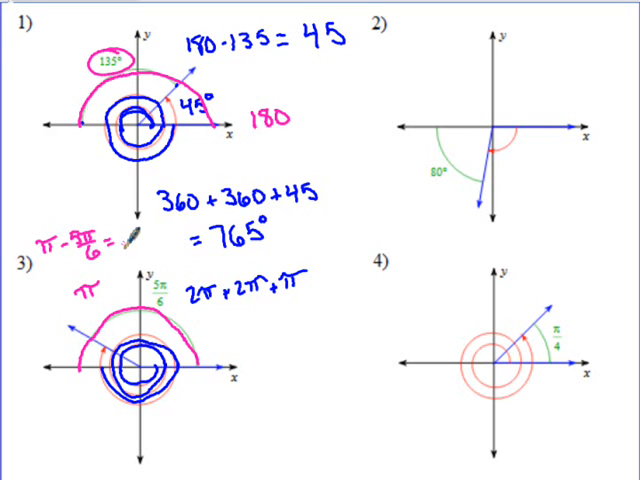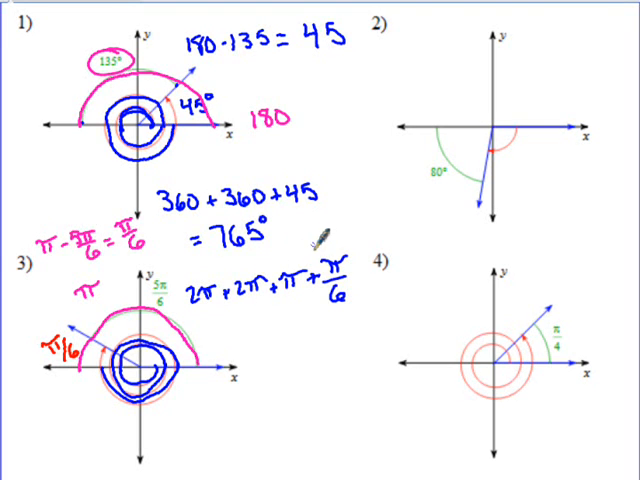Alright, so pi minus 5 pi over 6. If you're going to do this in your calculator, ignore the pi's and then put them back in your answer. So in the calculator, I would type in 1 minus 5/6. It would give me 1/6, so my answer is pi over 6. So this little piece here is pi over 6.